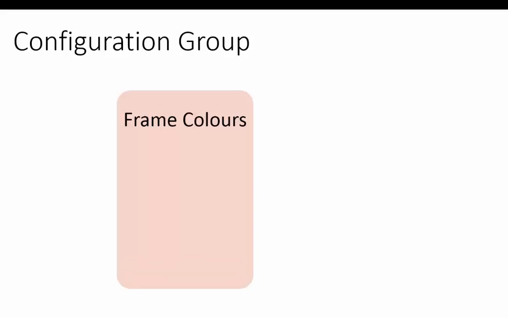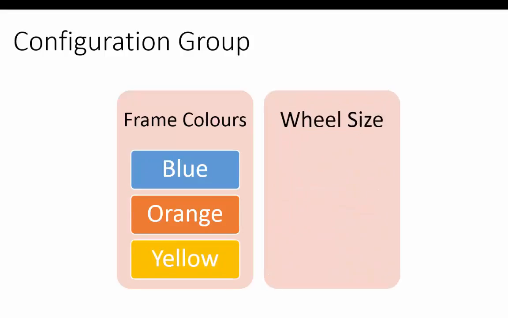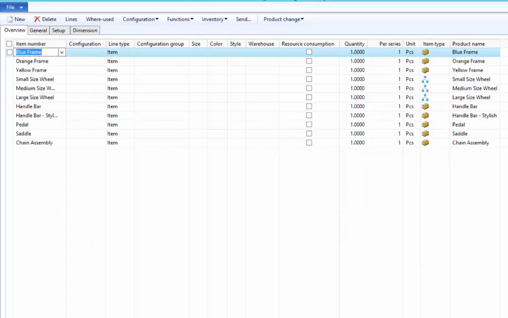Using the configuration groups, we should link the similar products or BOM lines in a single group. For example, configuration group frame colors can be created to group the BOM lines for 3 different colors of frame, and configuration group called wheel size can be created to group wheels of different sizes. In order to link the similar BOM lines using the configuration group, we need to fill in the appropriate value for the configuration group field for a set of specific BOM lines. Configuration group is used to link similar components.